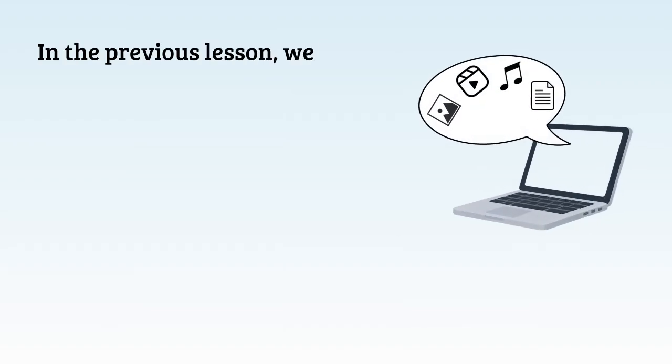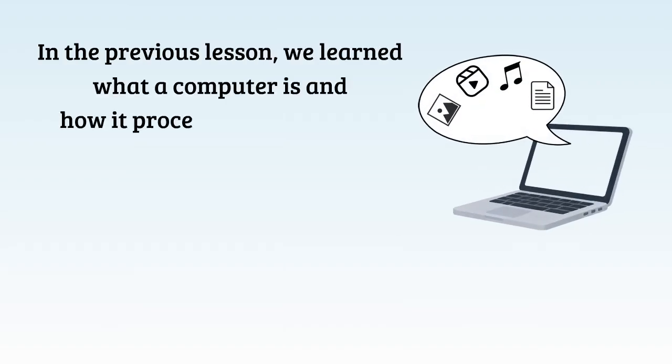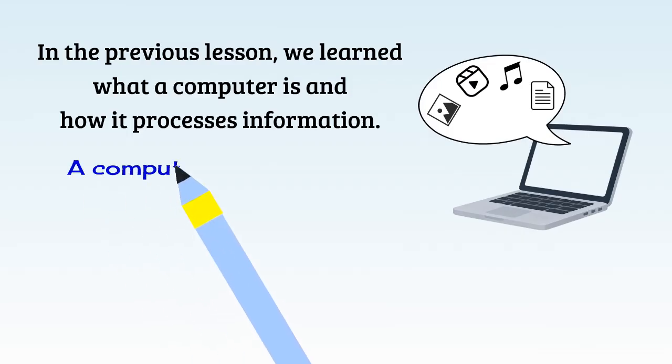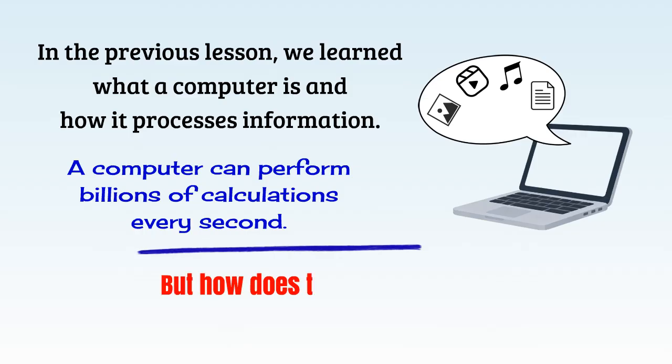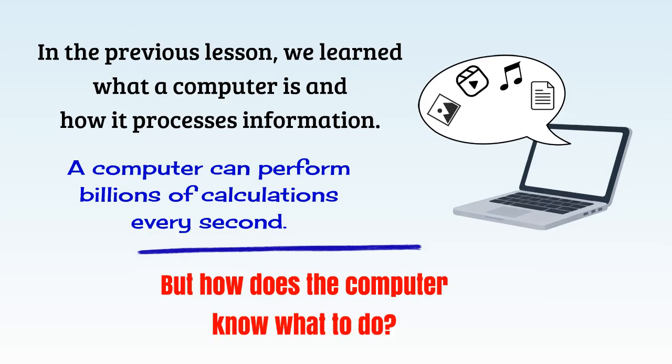In the previous lesson, we learned what a computer is and how it processes information. But here's something interesting. A computer can perform billions of calculations every second. It can run games, browse the internet, edit videos, and even help train artificial intelligence. But have you ever wondered, how does the computer know what to do? The answer is surprisingly simple.